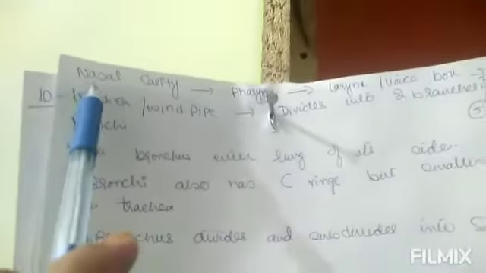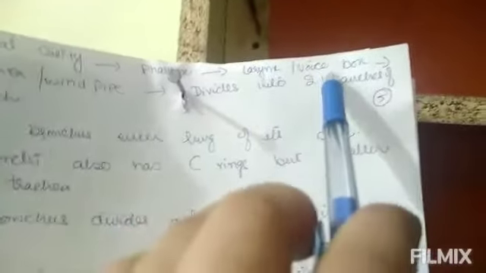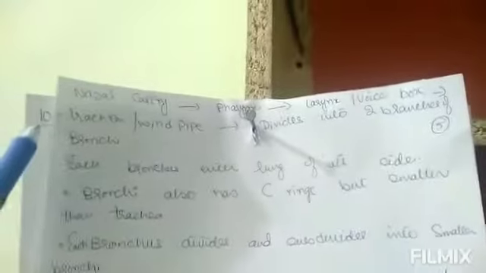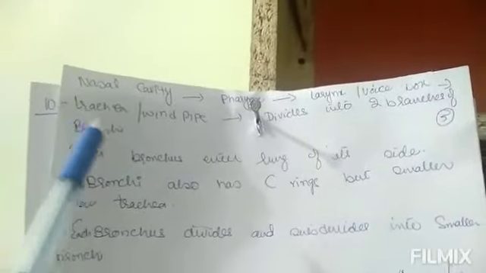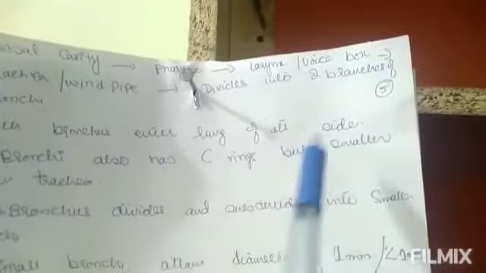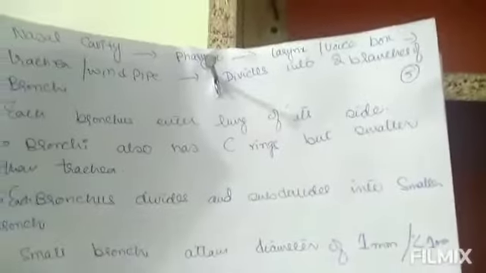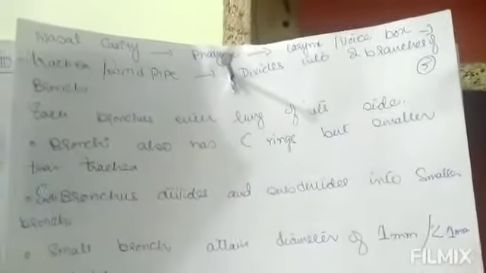To make it easy to memorize, over here you can see the nasal cavity is entering into the pharynx, the pharynx is entering into the larynx or the voice box. The larynx is connecting to the connecting tube which is known as the trachea or the windpipe. Then this windpipe is further subdivided into two branches of bronchi. Each bronchus enters the lung of its own side. These bronchi also have C rings or cartilaginous rings, with the same function and job I mentioned previously, but these C rings in the bronchi are smaller than those of the trachea.